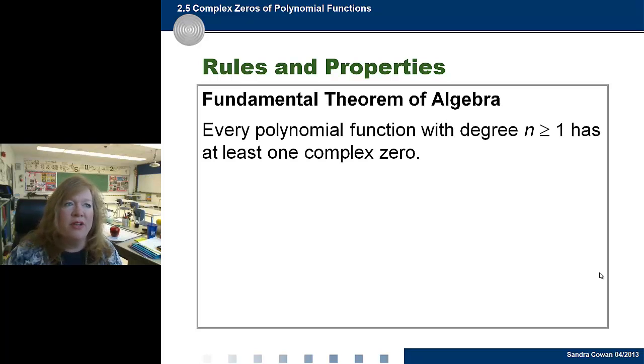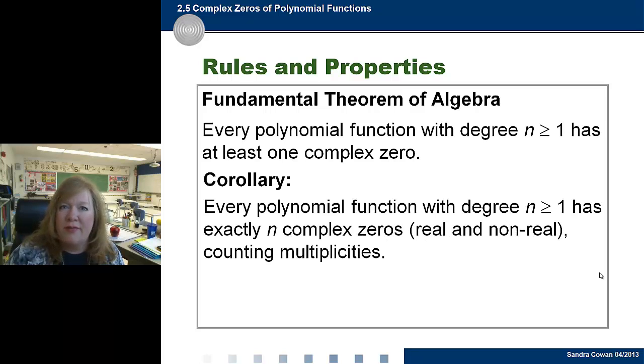So here's the first fundamental theorem of algebra. This is our first theorem. Every polynomial function with degree n greater than or equal to 1 has at least one complex zero. In your homework, when they ask you how many complex zeros it has, you're going to put what the degree is, because a real number is a subset of the complex numbers, so don't forget that. So every polynomial function with degree n greater than or equal to 1 has exactly n complex zeros. So if the degree of your polynomial is 3, it has 3 complex zeros, because remember, a real number can be written as a complex number.